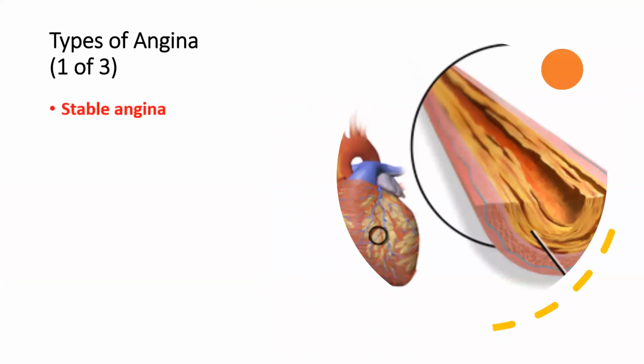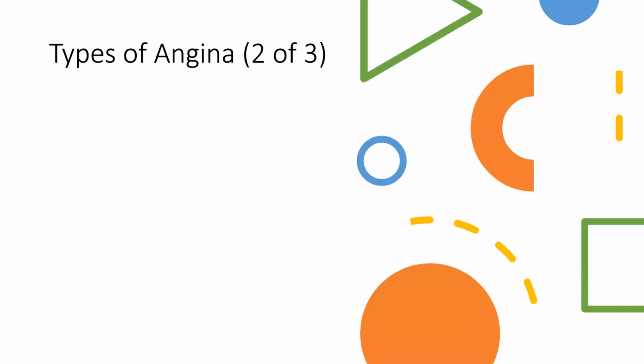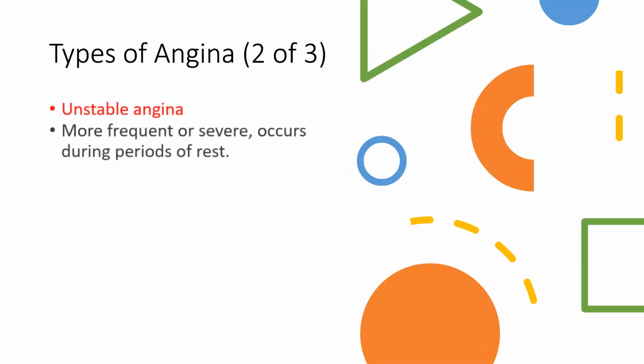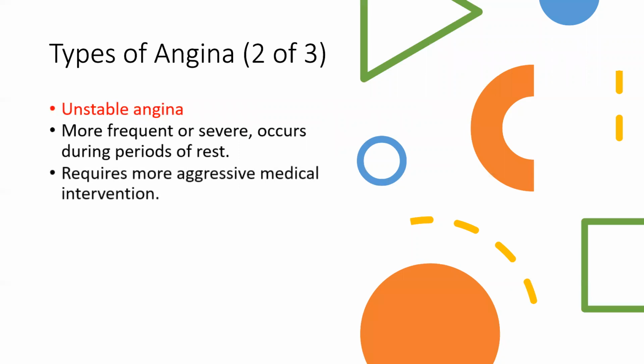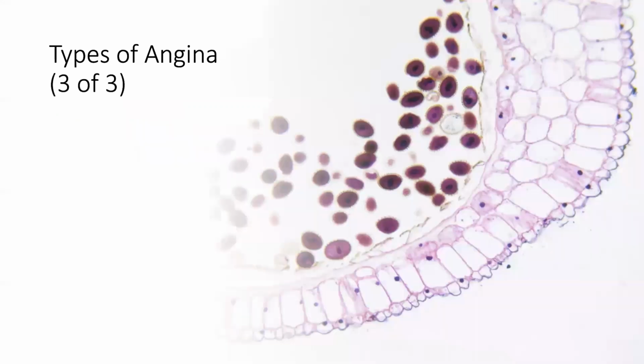Types of angina: number one, stable angina. It's predictable in its frequency, intensity, and duration. Second is unstable angina, which is more frequent or severe, and occurs during periods of rest. It requires more aggressive medical intervention, and it's sometimes considered a medical emergency because it is associated with an increased risk of MI, that is myocardial infarction.